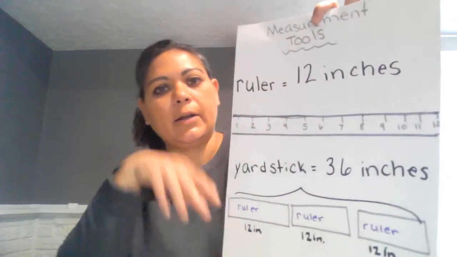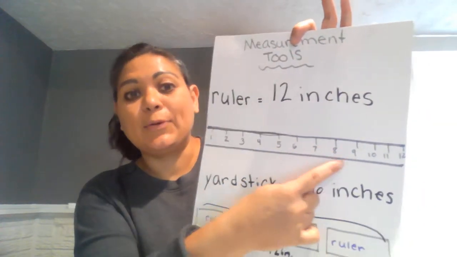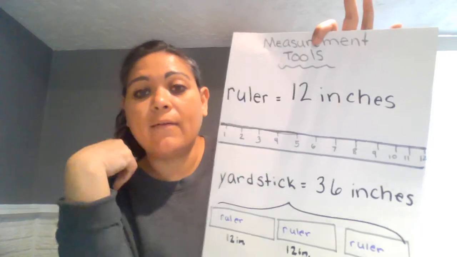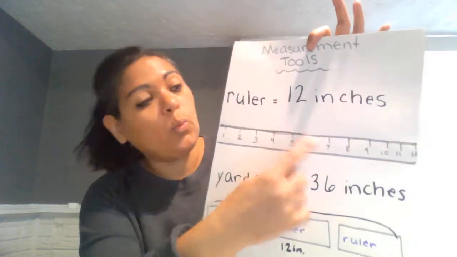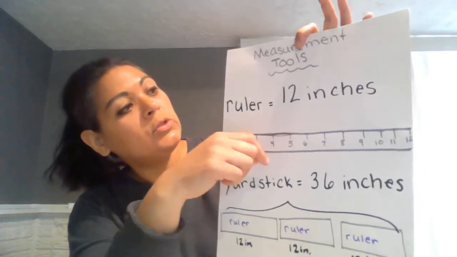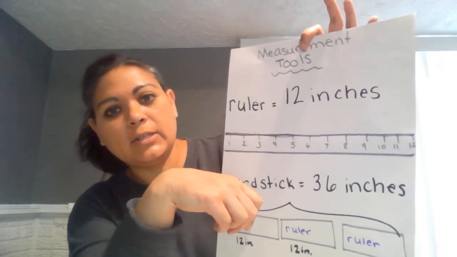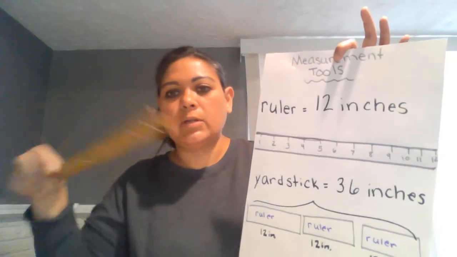So let's look at our chart here. A ruler equals 12 inches, and actually the ruler is the length of the width of this paper. So the width of this paper is 1 foot, or 12 inches. Okay, so ruler equals 12 inches, and 12 inches equals 1 foot. So let me go ahead and put that on there. 12 inches equals 1 foot.